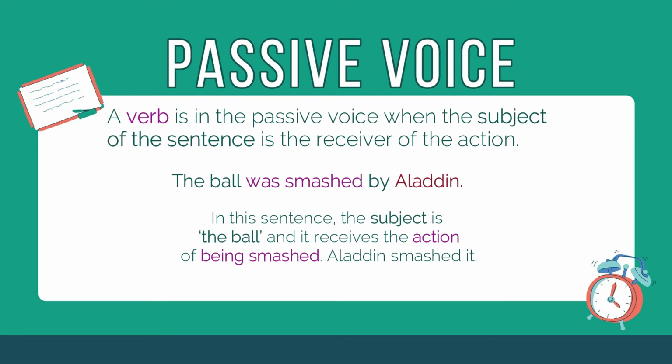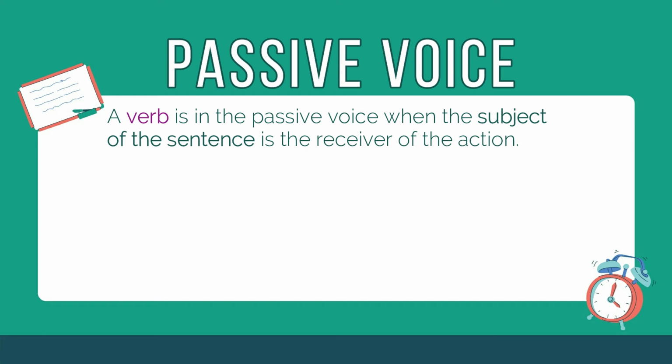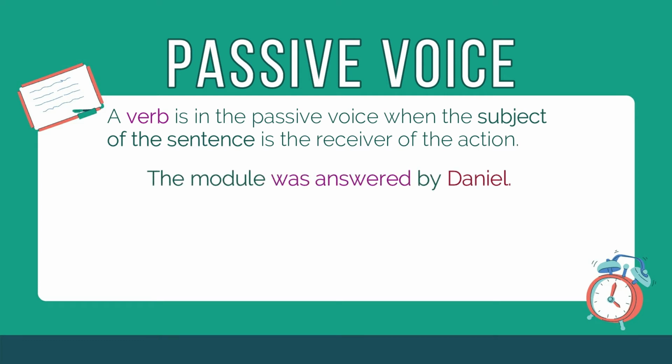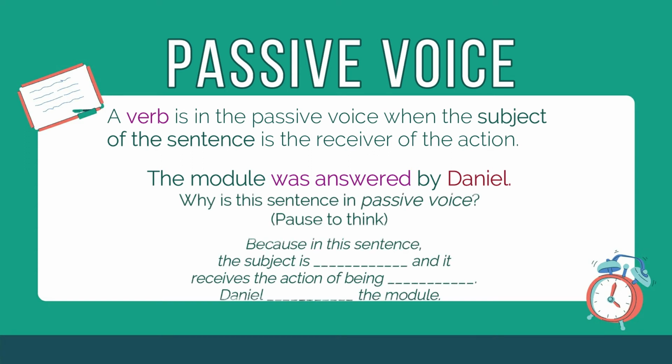Aladdin smashed it. Let's have another example, and this time, try to explain why the sentence is in the passive voice. The module was answered by Daniel. Why is this sentence in passive voice? Pause to think. Because in this sentence, the subject is the module and it receives the action of being answered. Daniel answered the module. You're getting the hang of it.